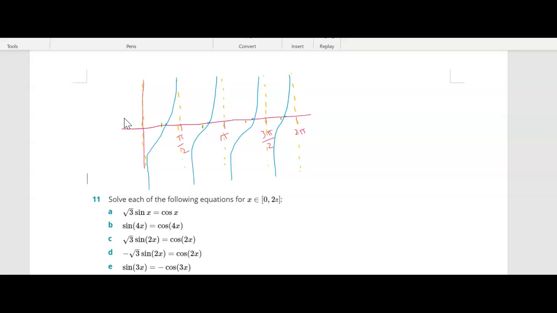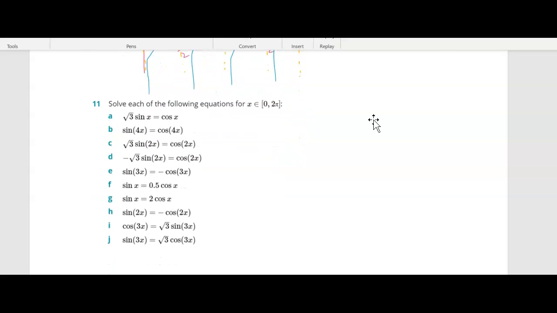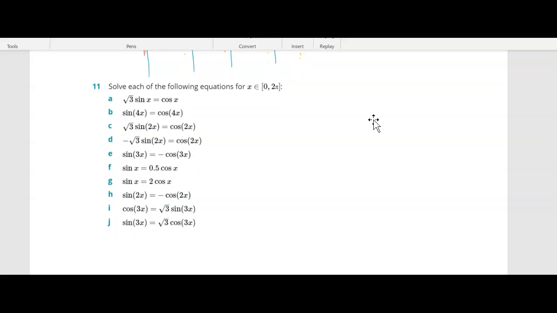All right, so there's your tan graph for that last one. Oh my gosh, sorry girls, that was pretty bad. All right, let's finish on a positive note, although this question's not the easiest.